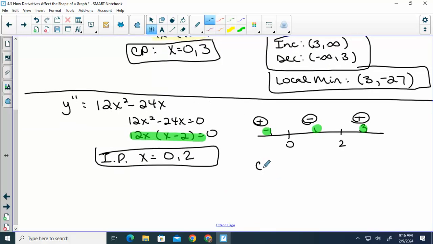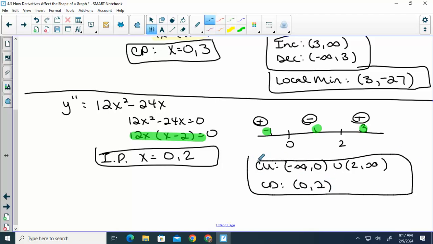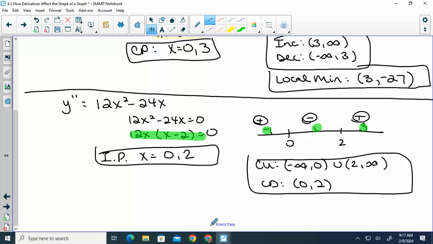So, where is your graph concave up? Union. Where is the graph concave down? All right. Have I lost anybody?